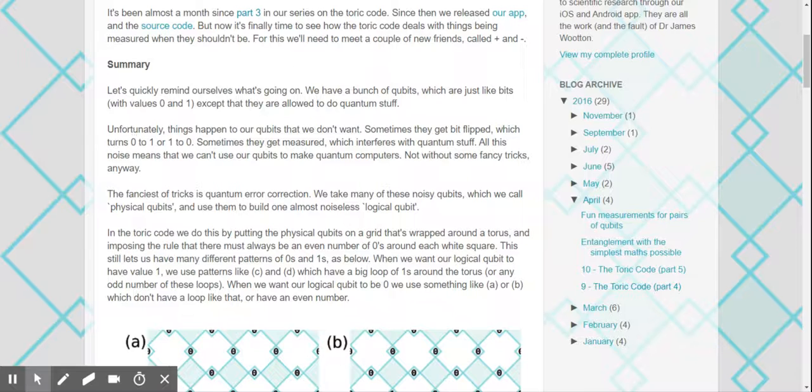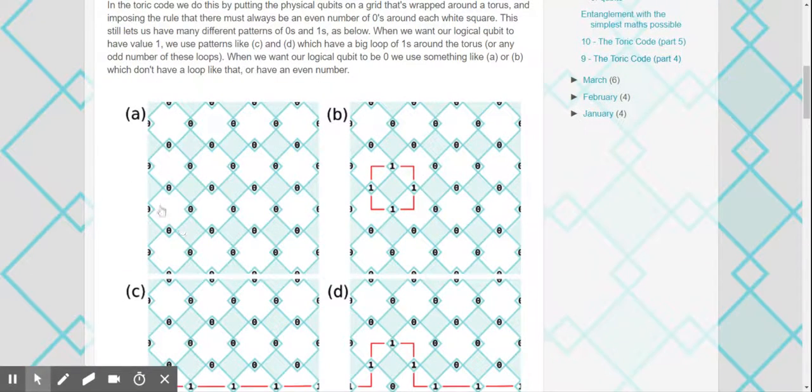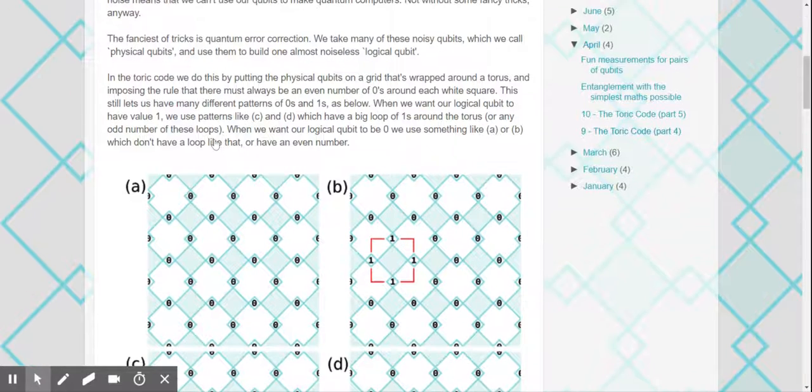There's nothing about the actual phase flips here. The fanciness of tricks is quantum error correction. We take many of these noisy qubits, which we call physical qubits, and use them to build an almost noiseless logical qubit. So I assume an entire grid is one qubit. I mean, that's what I assume.